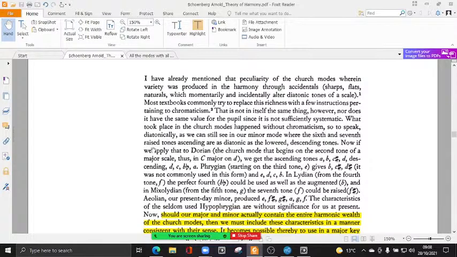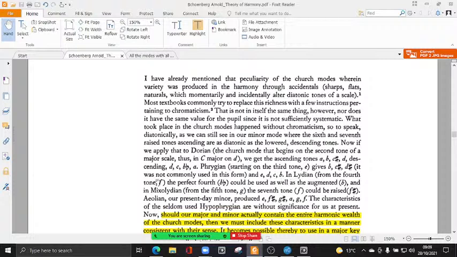where the sixth and seventh raised tones ascending are as diatonic as the lower descending tones. Now if we apply that to Dorian, the church mode that begins on the second note of a major scale, thus in C major on D, so D, E, F, G, A, B, C, D, we get ascending tones A, B, C sharp, D, descending D, C, B flat, A. Phrygian starting on the third tone gives us B, C sharp, D sharp. It was not commonly used in this form, and E, D, C, B descending.